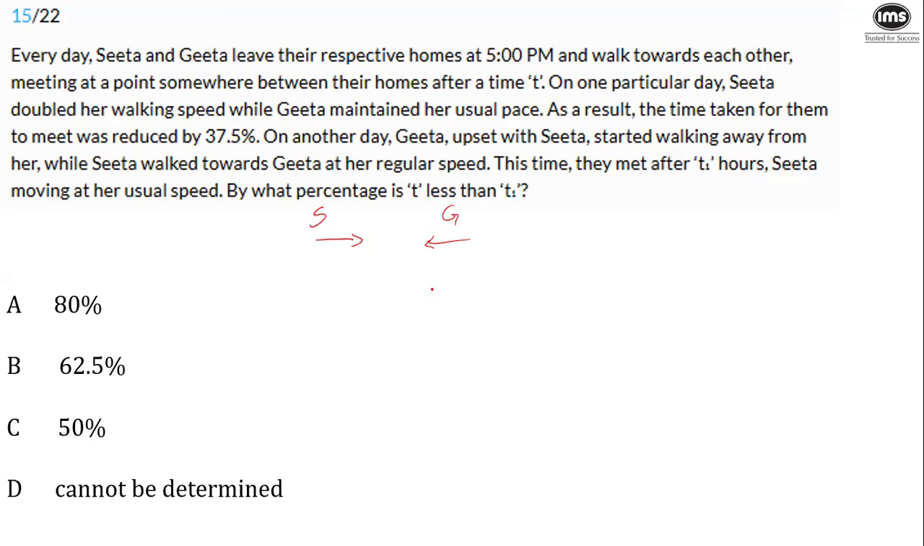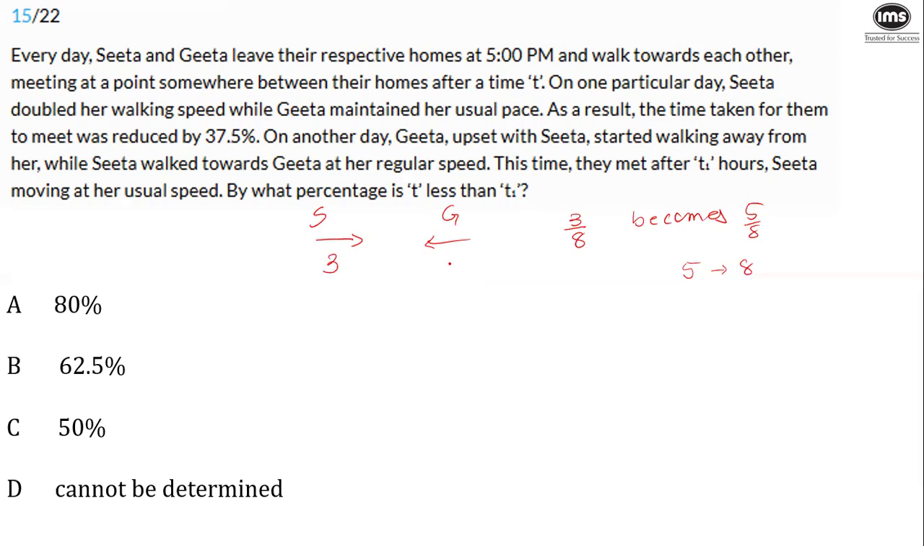The time to meet reduces by 3 by 8. If you remember, the time reduces by 3 by 8. It becomes 5 by 8. If time becomes 5 by 8, speed has become 8 by 5. From 5, speed has changed to 8. By Sita's doubling the speed, it has become 8 from 5. That means Sita's speed must be 3. Sita has doubled her speed. So Sita's speed should be 3.